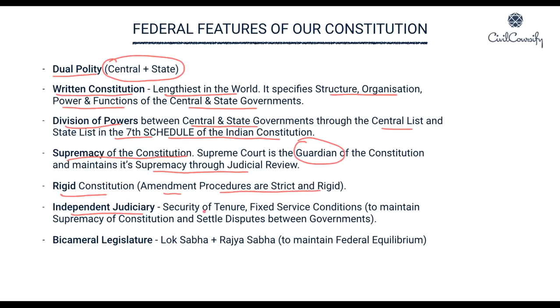The judiciary is independent, as there is security of tenure, and there are fixed service conditions for the judges which provide them independence, and this is required to maintain the supremacy of constitution and settle disputes between the governments, the Supreme Court and the independent judiciary. Now, bicameral legislature. India has bicameral legislature in the center, which is Lok Sabha and Rajya Sabha. Now Rajya Sabha is there to maintain federal equilibrium as it represents the states.